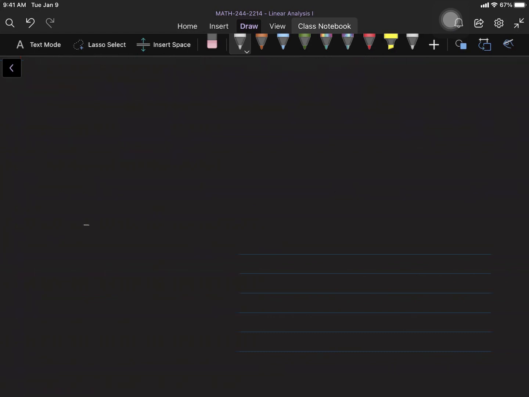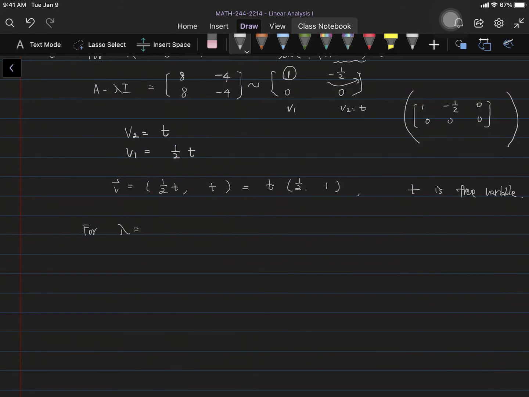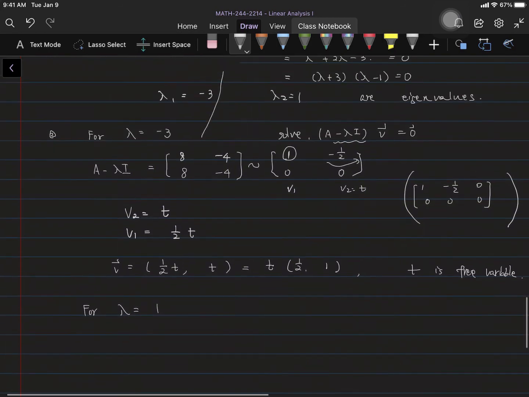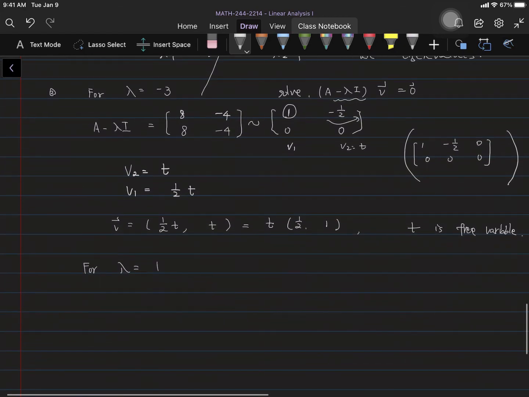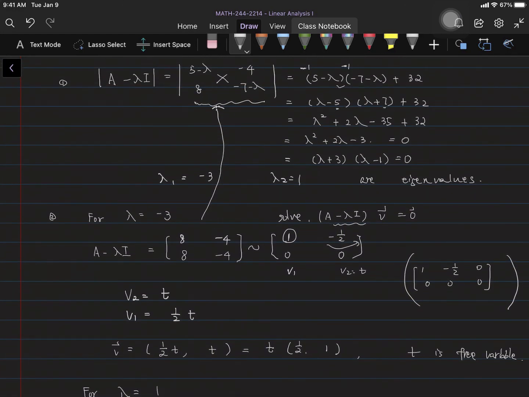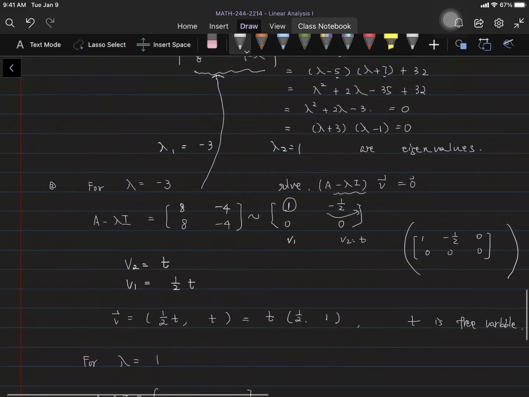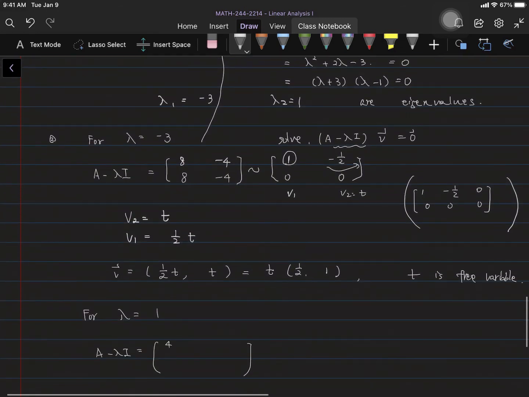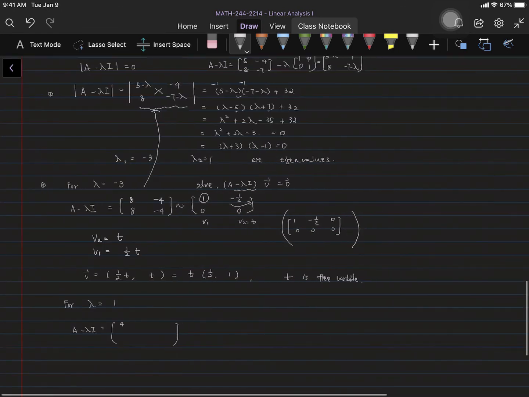Now let's take a look at the other lambda. Let's do one more time. Lambda equals 1. Same thing, we look at A minus lambda I. Look at the determinant, the first step: 5 minus 1, which is 4. So it should be 4, negative 4, right? And here's 8, and negative 7 minus 1, so negative 8.